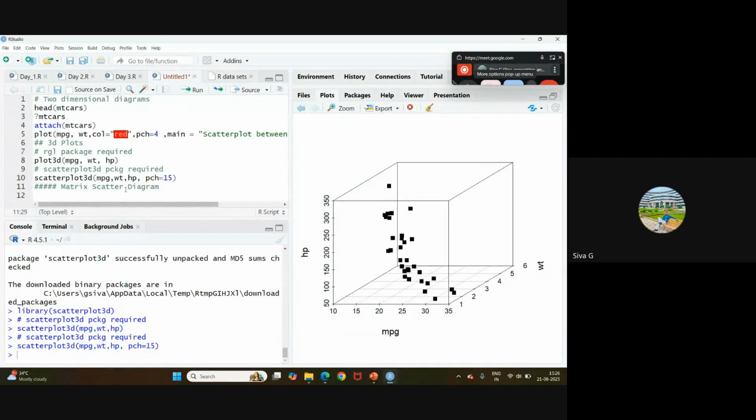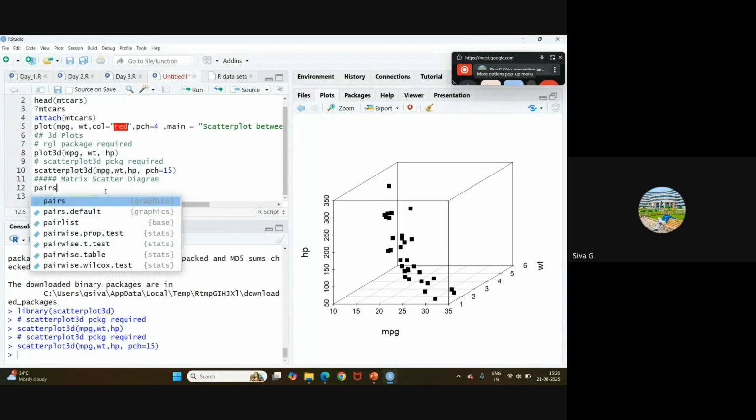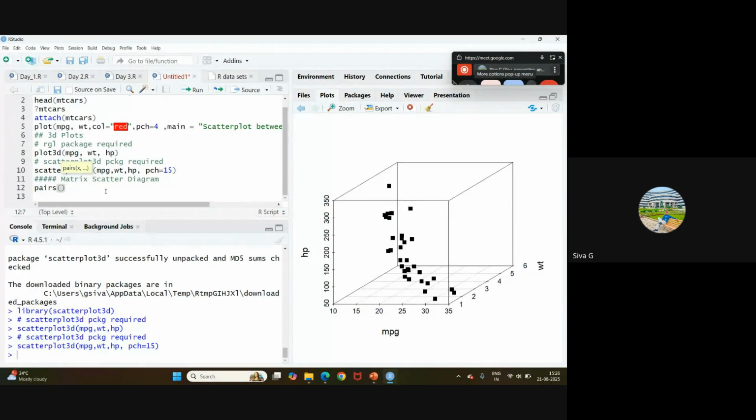Don't think too much about the matrix. It looks like a matrix type. We can draw a symmetric matrix, where the values above and below the diagonal are the same, the pairwise combinations, right? If you want to draw matrix scatter diagrams, without installing any packages, we can use the function pairs. Pairs is a command that is useful to represent our data. If you have more than two variables and you want to visualize them pairwise, you can go with the pairs function.